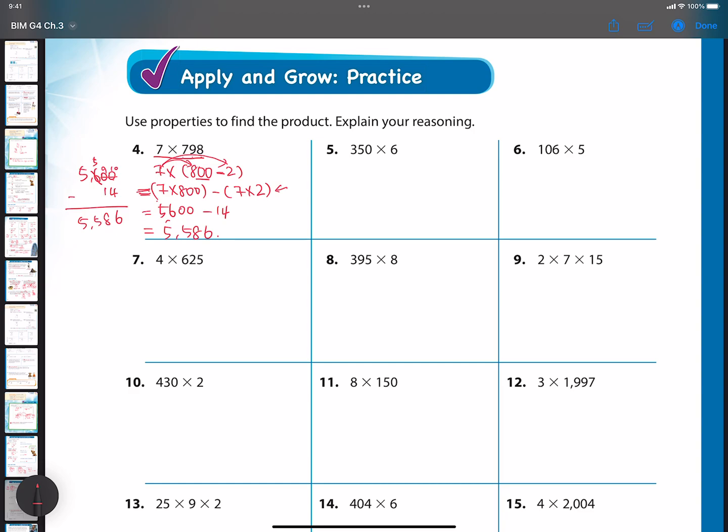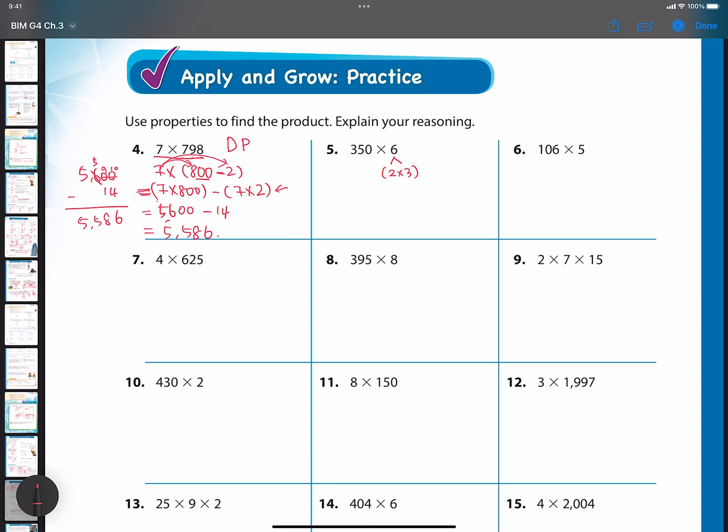Number 5, your reasoning explain. Okay, so I use what? Distributive property. I'm going to say DP, distributive property. All right, number 5, 350 times 6. Maybe they wanted us to use what? And well, we need to use what? 2 times 3.